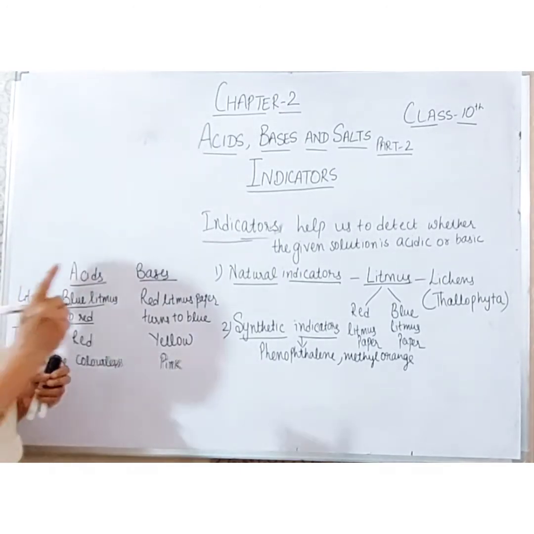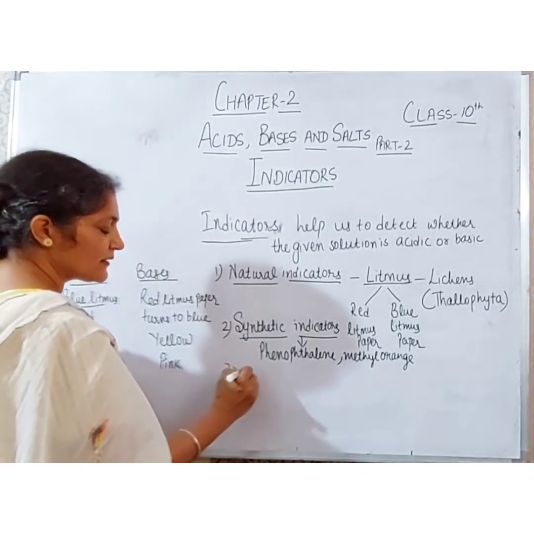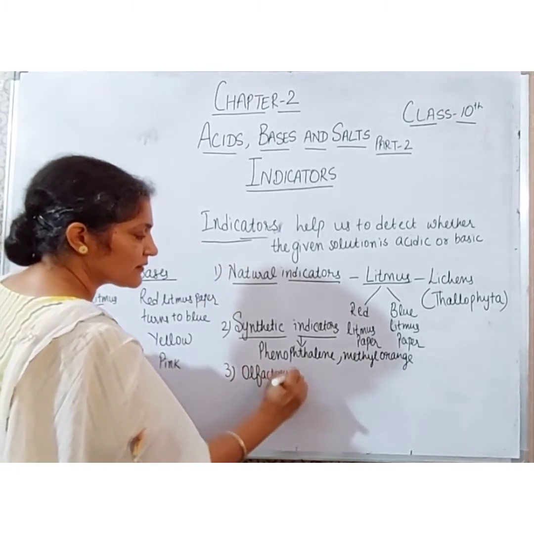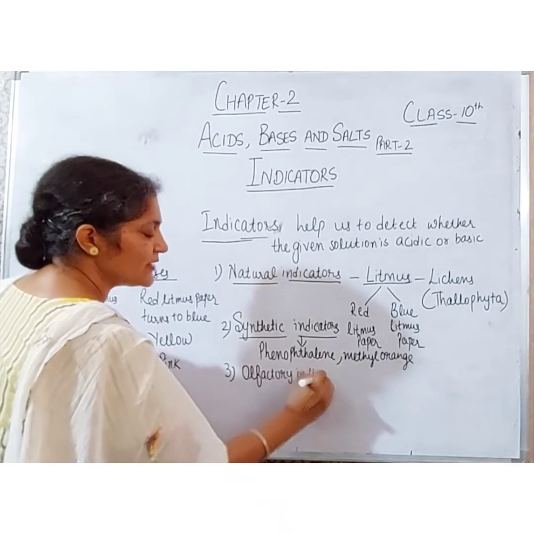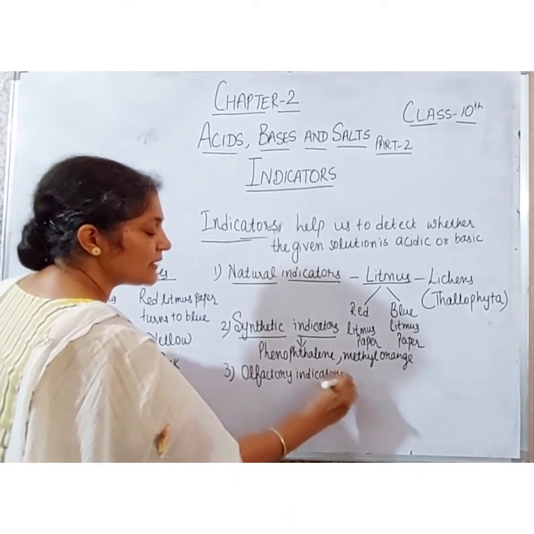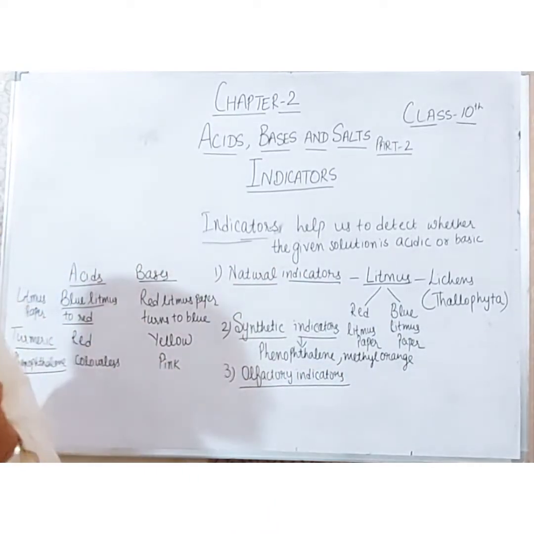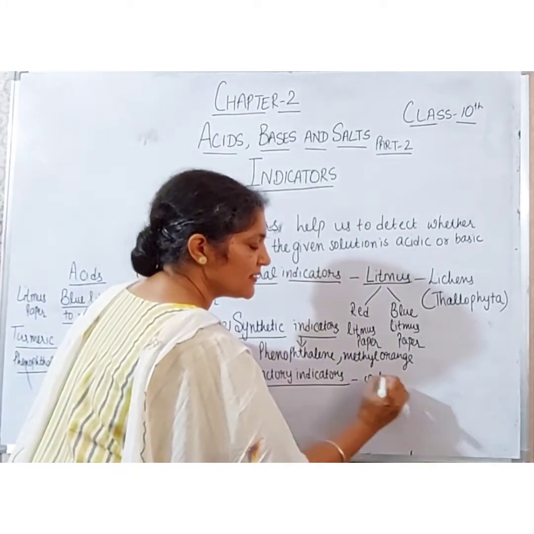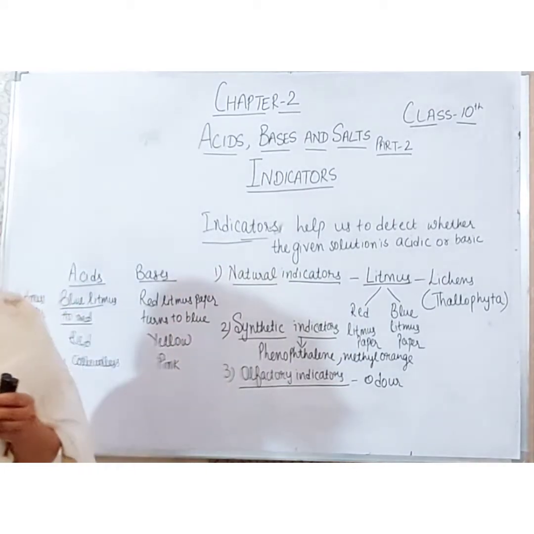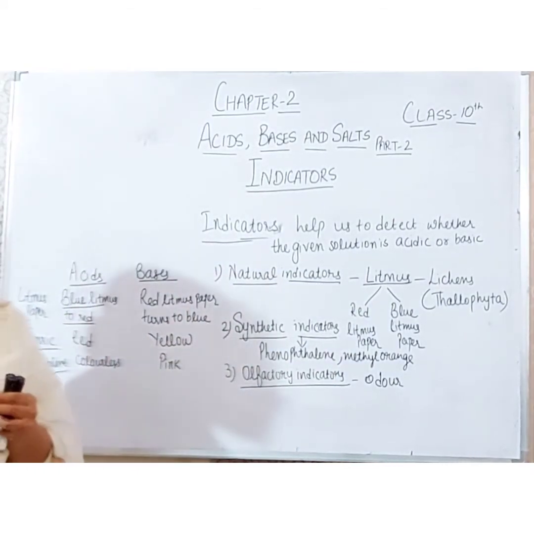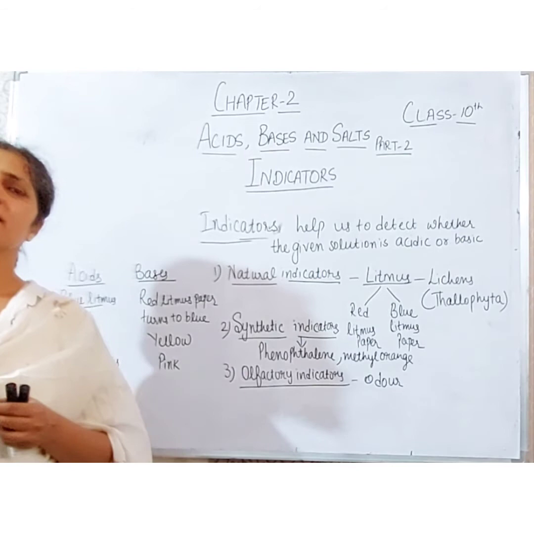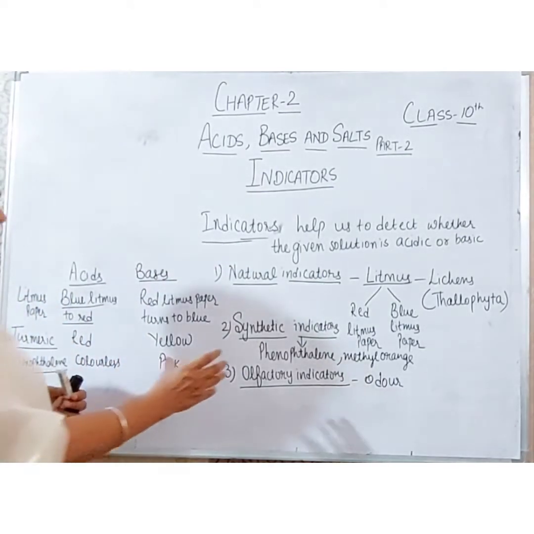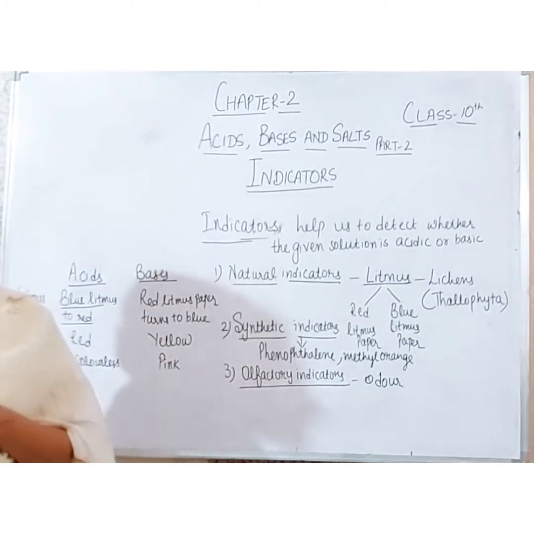Now there is a third type of indicator, known as the olfactory indicators, which are related to the odor, to the smell of the substance. There is a change of smell of these indicators in case of acids, and in case of bases a different odor, a different smell will be produced. These indicators are known as the olfactory indicators.